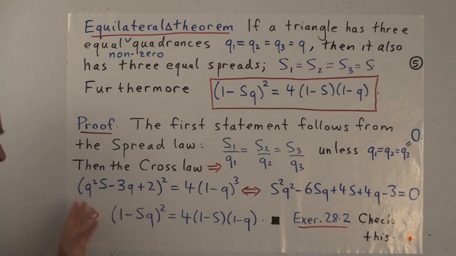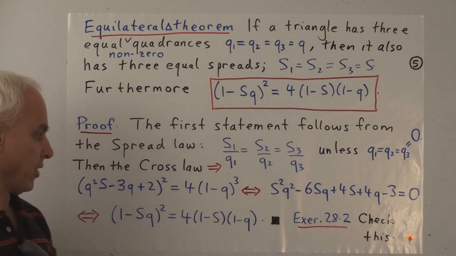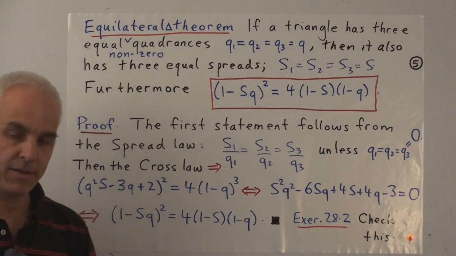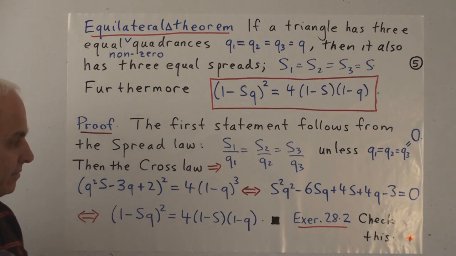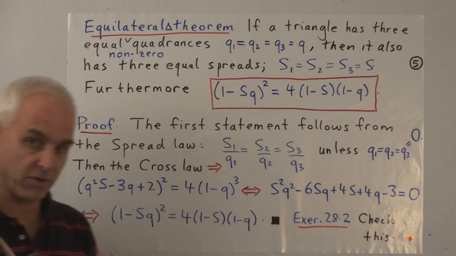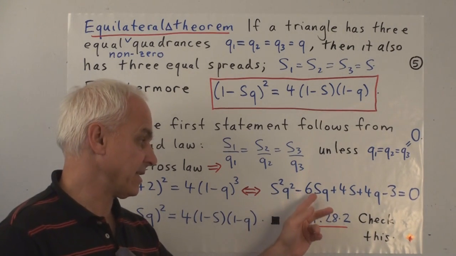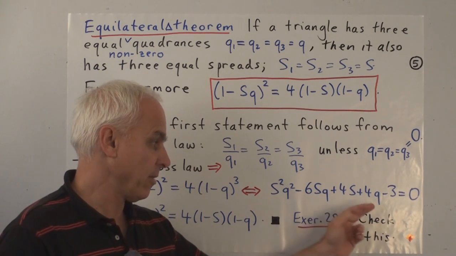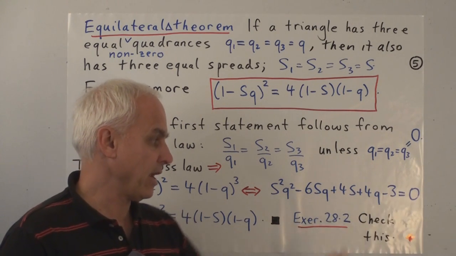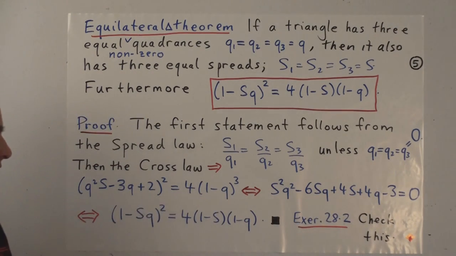Alright, so that's a relation between Q and S, and you can expand it out. Just expand the cubic, expand the quadratic, get everything on one side, and then you can check that you get this relation after things simplify a little bit. S squared times Q squared minus 6SQ plus 4S plus 4Q minus 3 equals 0. That's what you get by simplifying the difference between the left and right hand side.